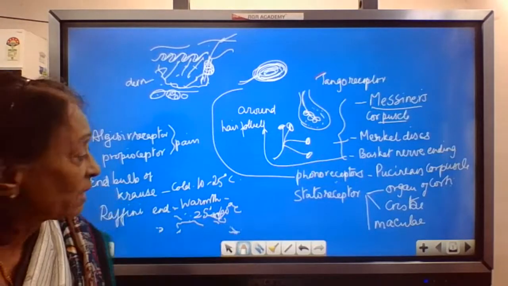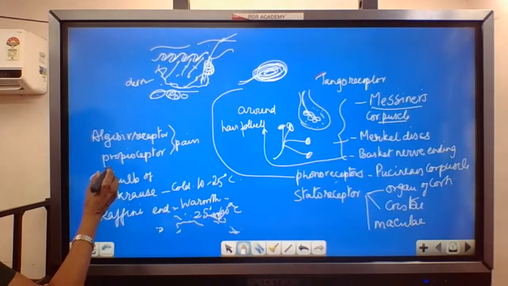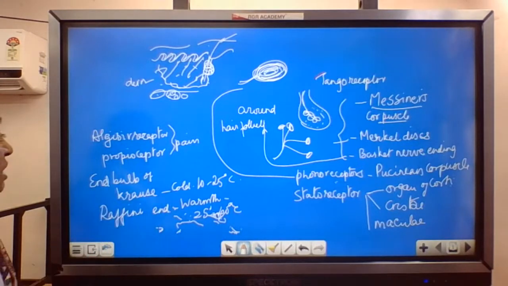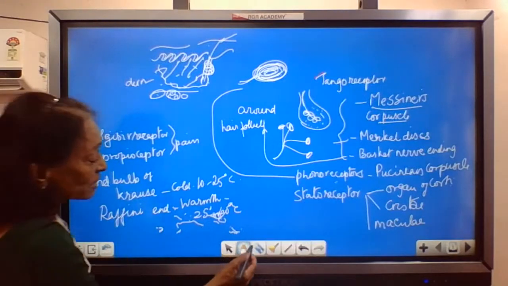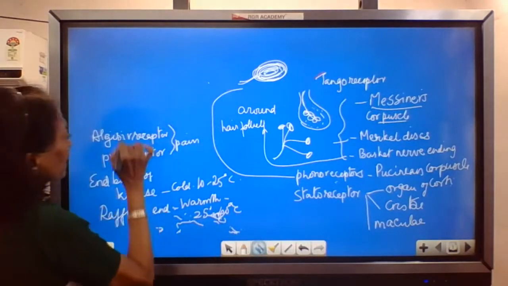When you talk about the skin, the next one is pain. Pain is received by the algesic receptor, or nociceptor. These receptors are simple. The receptor structure is a simple nerve ending.